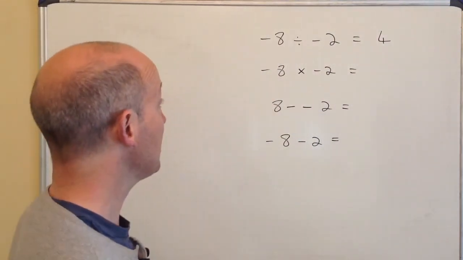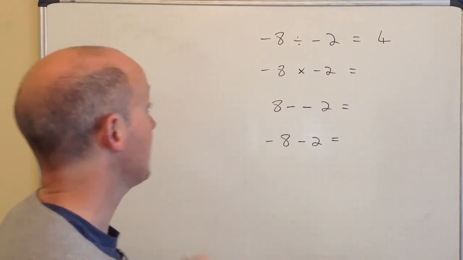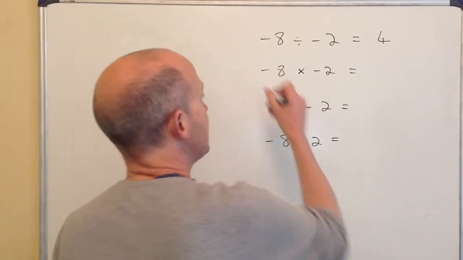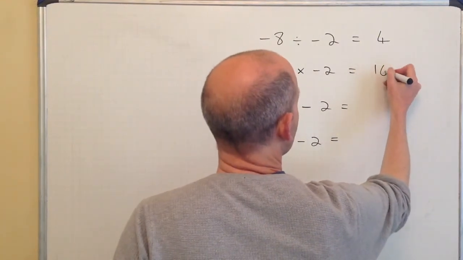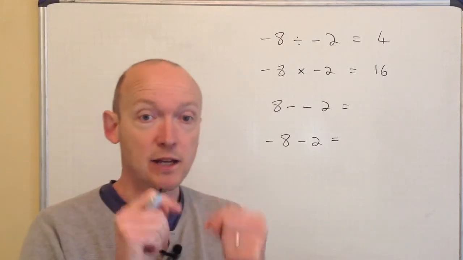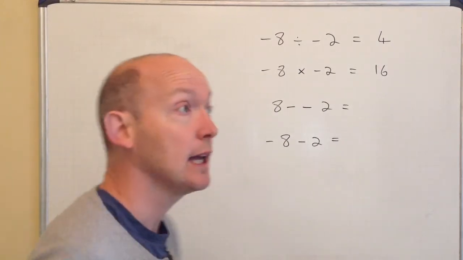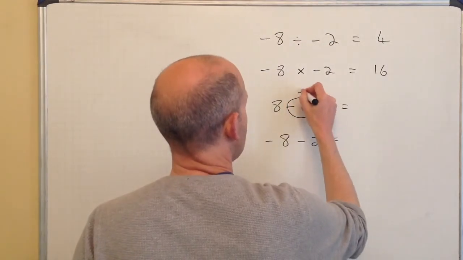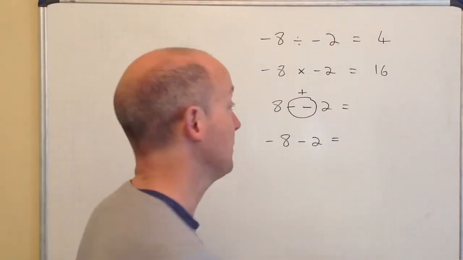Minus 8 times minus 2. Well, I've got 2 minuses. I'm multiplying them. And as we know, a minus times a minus makes a plus. 8 times 2 is 16. That'll be positive 16. For this question here, 8 minus minus 2, they're physically next to each other. Well, that's going to turn into a plus, that'll be 8 plus 2, and 8 plus 2 is 10.